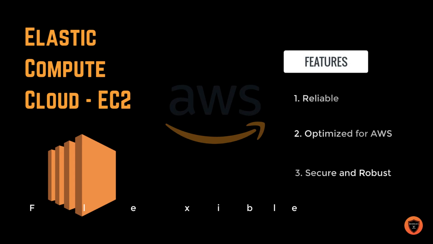The fourth feature of EC2 instance is flexible tools. Amazon EC2 provides the tools for developers and system administrators to build failure-resilient applications and isolate themselves from common failure situations. The fifth feature of EC2 is it is inexpensive.